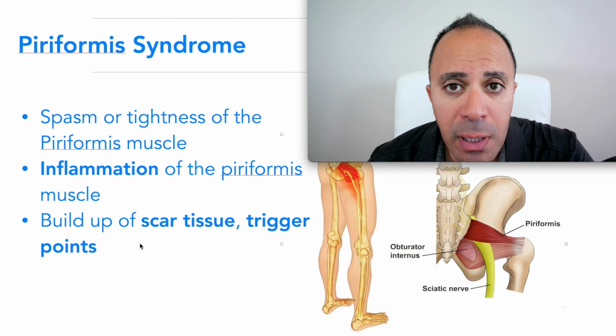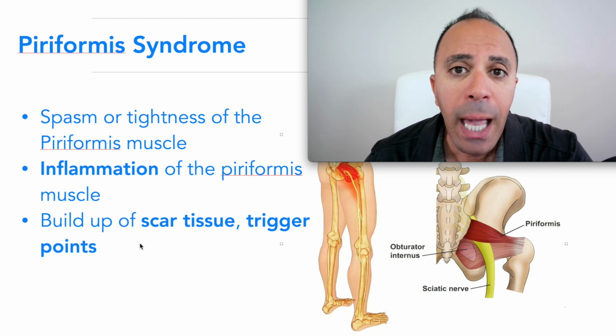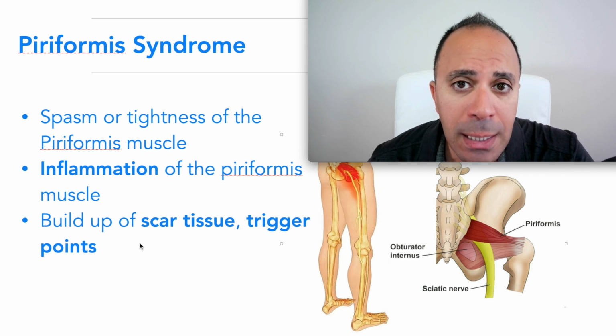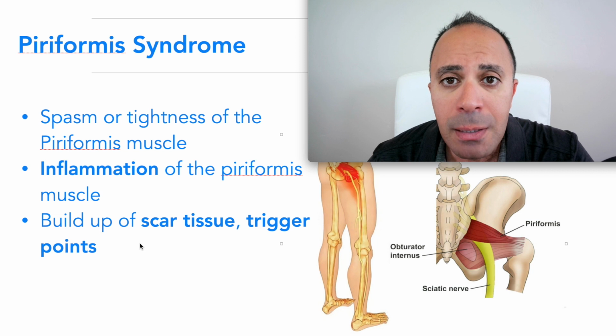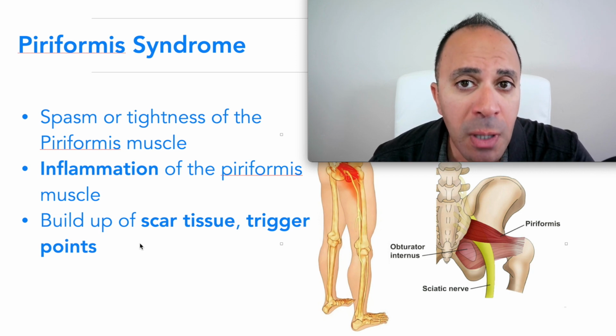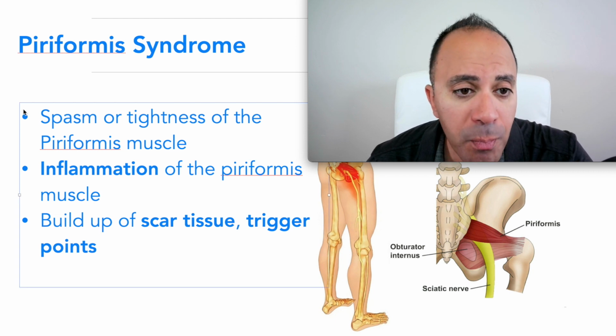A lot of providers think that anytime you have back pain, it's a herniated disc. The reality is most of us have herniated discs, but that doesn't mean you have symptoms from the herniated disc. The piriformis muscle is really relevant to back pain and sciatica.